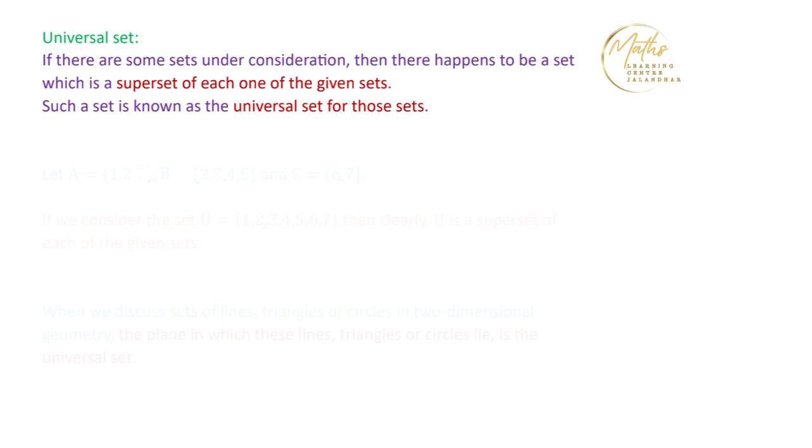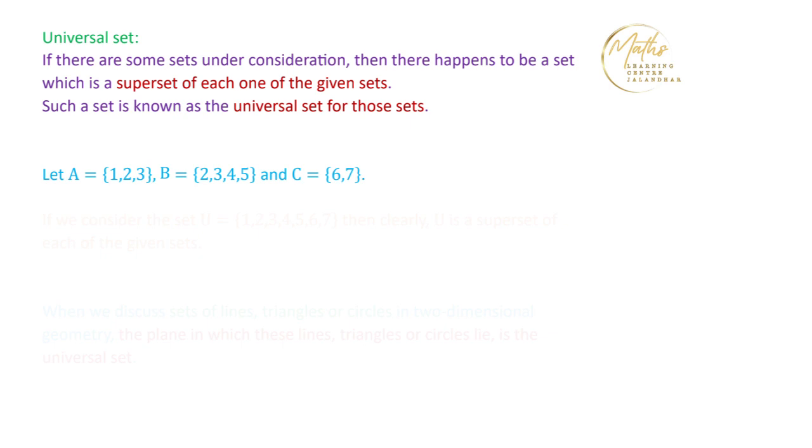So we explain this with an example. Suppose we have three sets A, B and C. A has elements 1, 2, 3, B has elements 2, 3, 4, 5, C has elements 6 and 7. If we have to find the superset of this set, or universal set corresponding to these three sets, we are trying to find a set which is a superset for all these three sets.